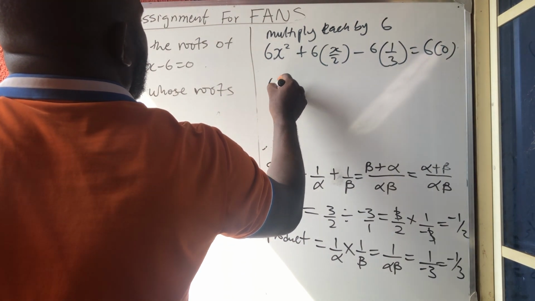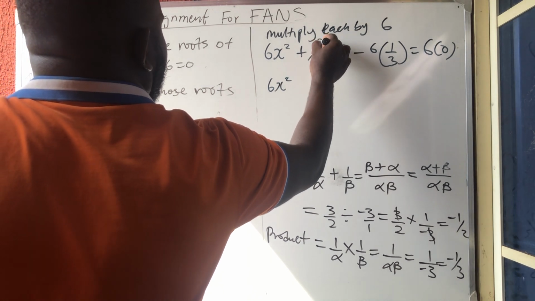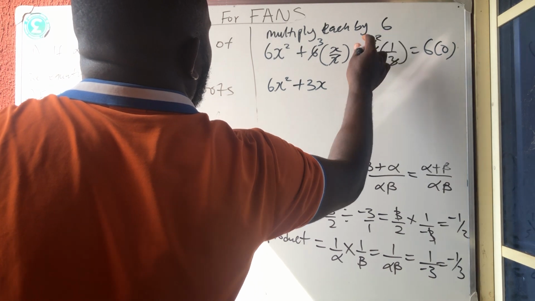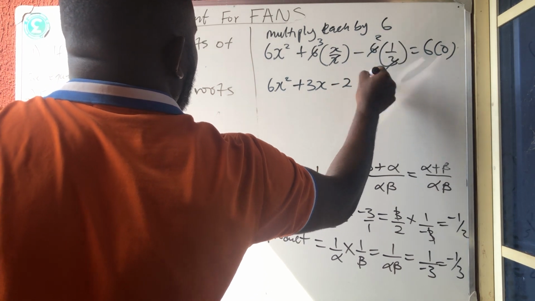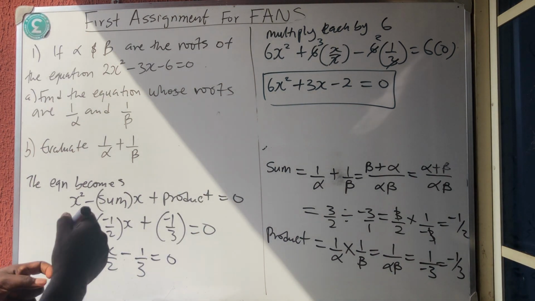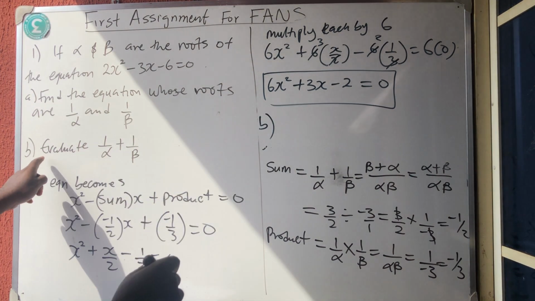This times this is 6x squared. This takes care of this, I'm having 3. 3 times this plus 3x, this takes care of this, I'm having 2. This times this minus 2 is equal to 0. So this is the required equation.